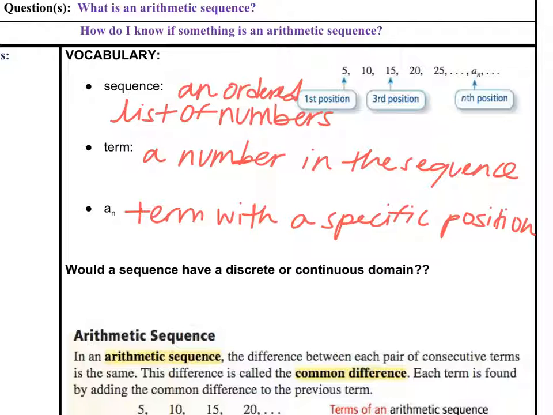It's the term in the specific position number n in this sequence. So you'll see me write A with the subscript 3. That means I'm talking about the third term. So up here, 15 is A3. It's the third term because it's in the third position of the arithmetic sequence A.